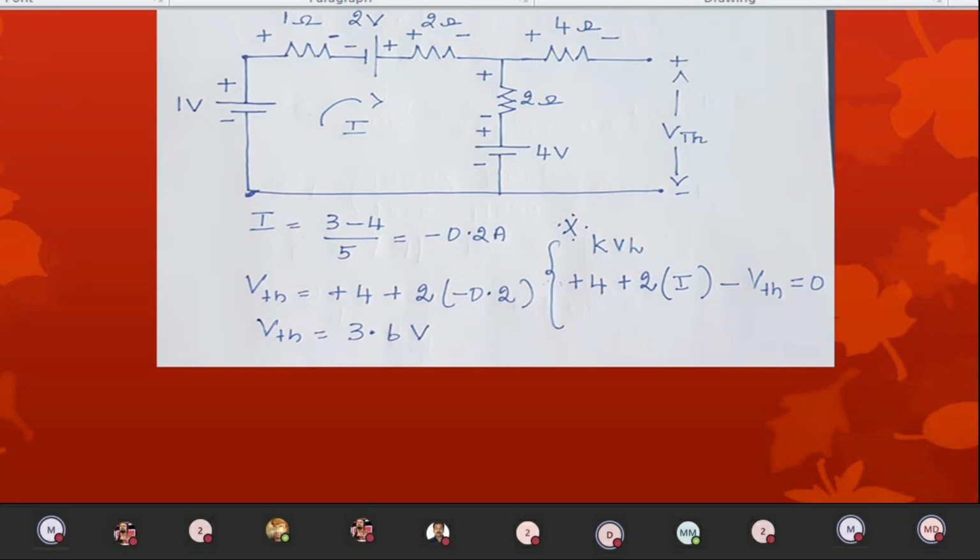So kindly understand, I have applied Kirchhoff's voltage law with respect to V Thevenin. And the most important point, do not consider the 4 ohm resistor. It is a null circuit. Okay. So minus 2 plus 4 minus 2 plus 2 into I minus V Thevenin. What is I? I is minus 0.2 amps.